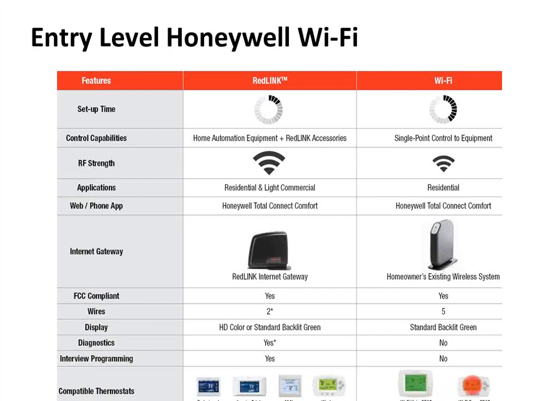Those 2 stats do have regular traditional HVAC wiring, whereas the Redlink ones, they talk wirelessly back to an equipment module, and then they only need 2 wires for power typically. All right, so there's a little bit of differences on those guys there.